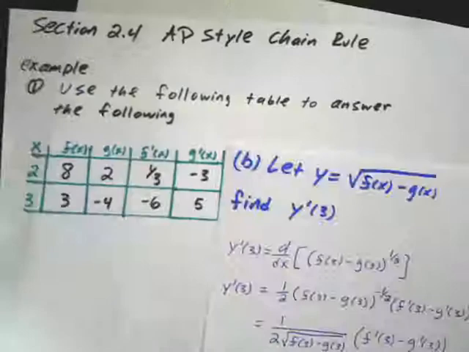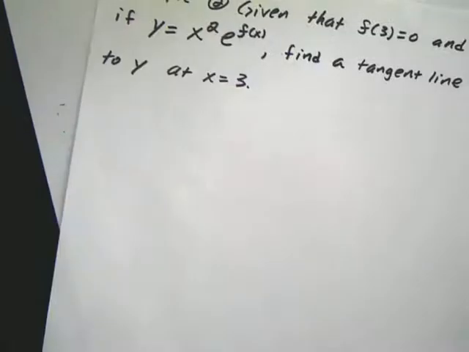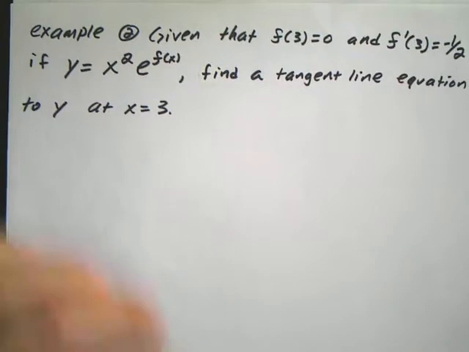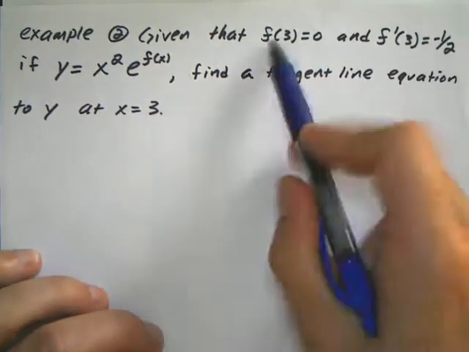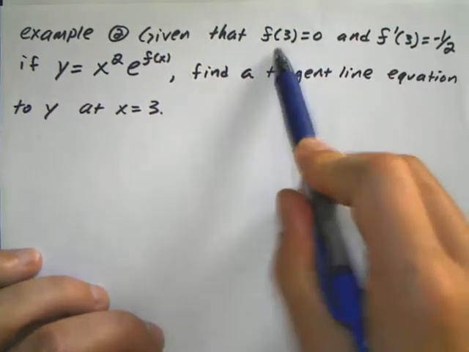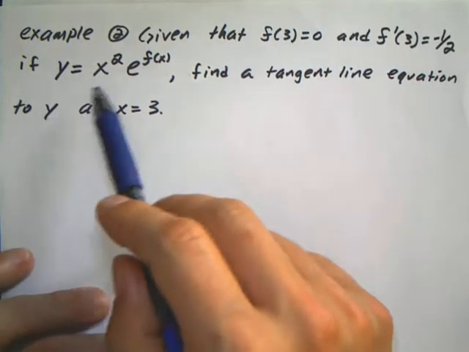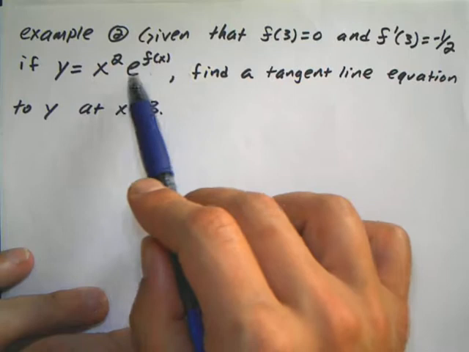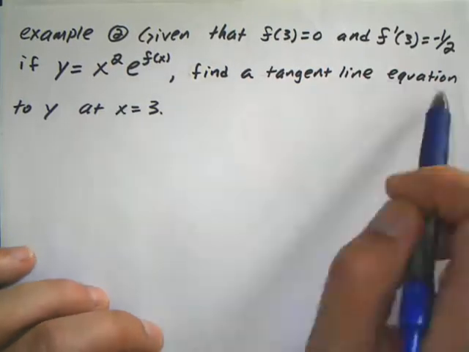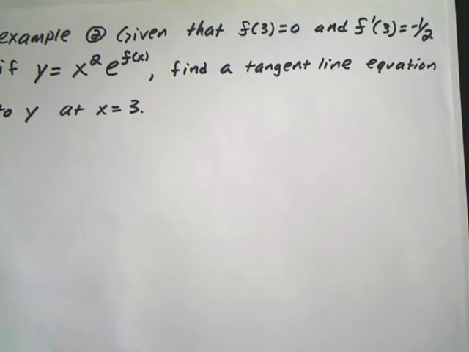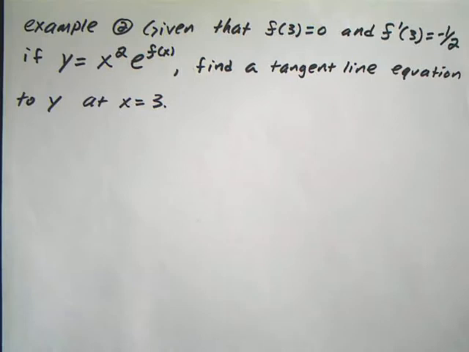Alright, next example is, we're just given a set of values. We're told a little bit something about f, a little bit something about f prime at 3, and we're told that y is equal to x squared e to the f of x, and we want to find a tangent line equation to y when x is equal to 3.